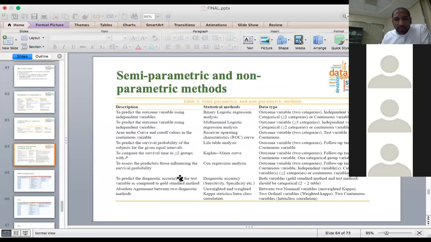There are other methods, what we call semi-parametric and non-parametric methods. Semi-parametric, not fully parametric, like the regression, the binary logistic regression, a multinomial logistic regression, and we also have survival analysis and so on, in order to detect the relationship between the outcomes and the observations.